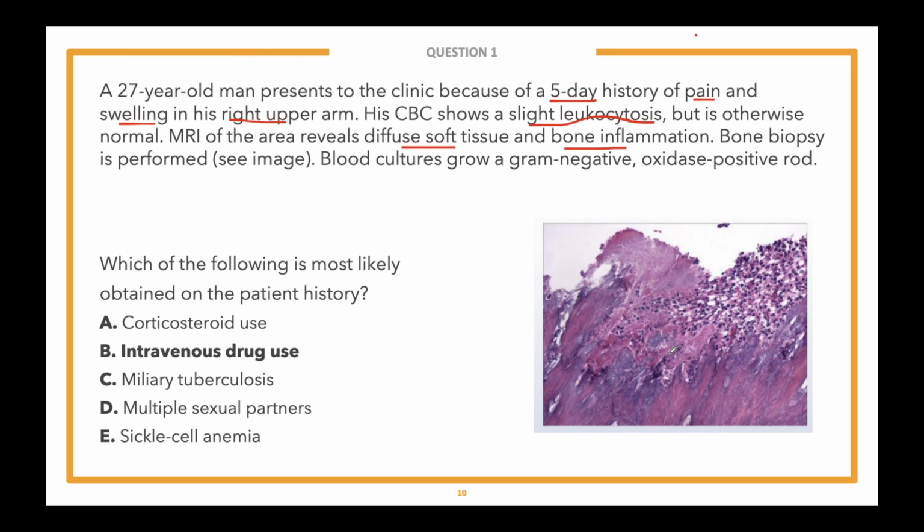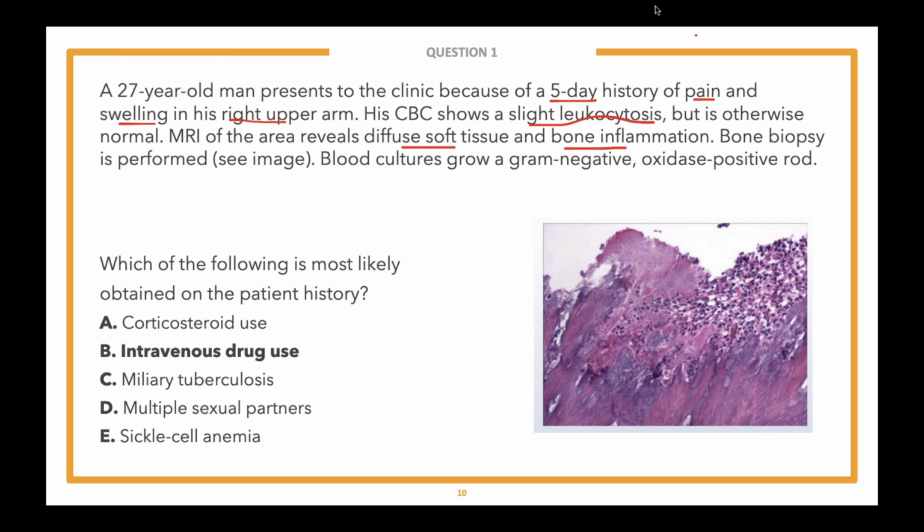There are many risk factors for osteomyelitis, okay? Osteomyelitis patients with IV drug use are more likely to present with Staph aureus osteomyelitis or Pseudomonas osteomyelitis. In this case, they told us that the blood cultures were growing a gram-negative oxidase-positive rod. So this was likely Pseudomonas, okay?